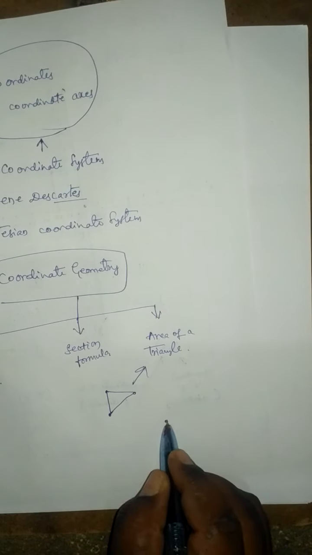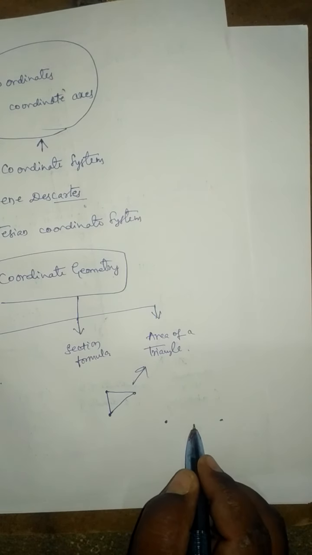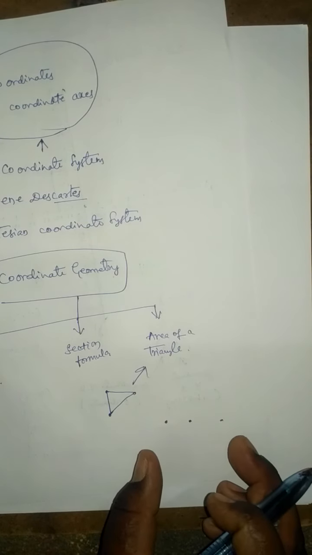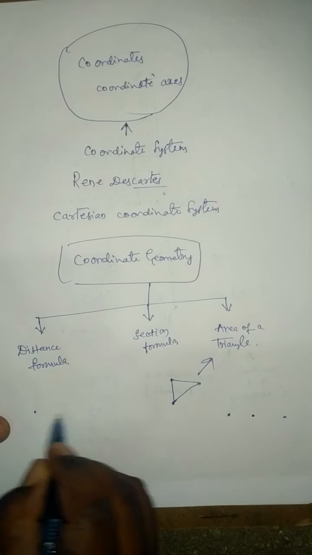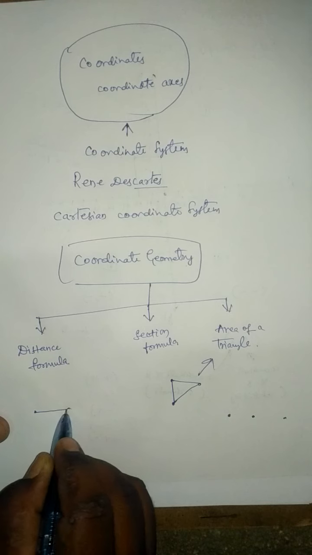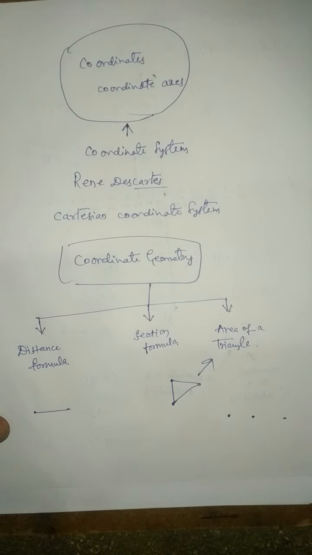And if any two points are there, and another point exists collinearly to these points, then how this point is going to divide with the ratio, that one we are going to study in the section formula. If two points are given, then how to find the distance between the points, that one we are going to study under the concept of the distance formula. Now let's go for the distance formula.